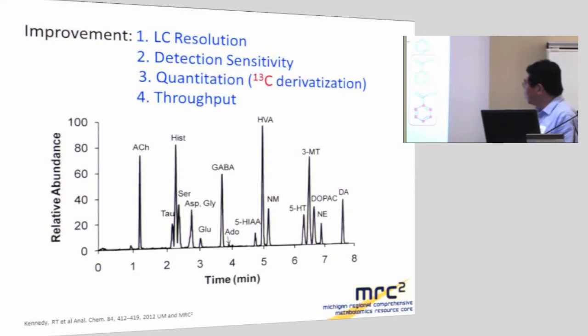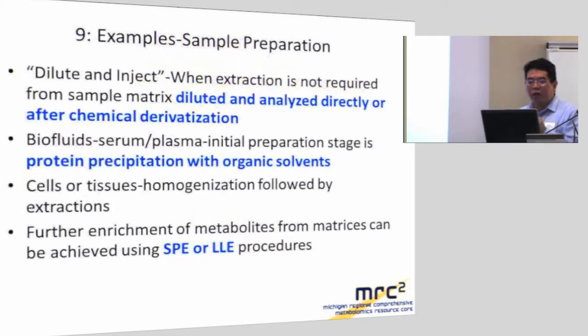At the same time, using the isotope isomers of the reagent, they can label each and every compound with C13, so they can do quantitation simultaneously. Here you can see that in just 8 minutes, they can separate all 17 compounds in very sharp peaks, which is high LC resolution, and they also increase the sensitivity of detection. They can do quantitation because they simultaneously use the C13 derivatized isomers, and they increase the throughput because they shortened the analytical time. So one derivatization can give you multiple benefits.